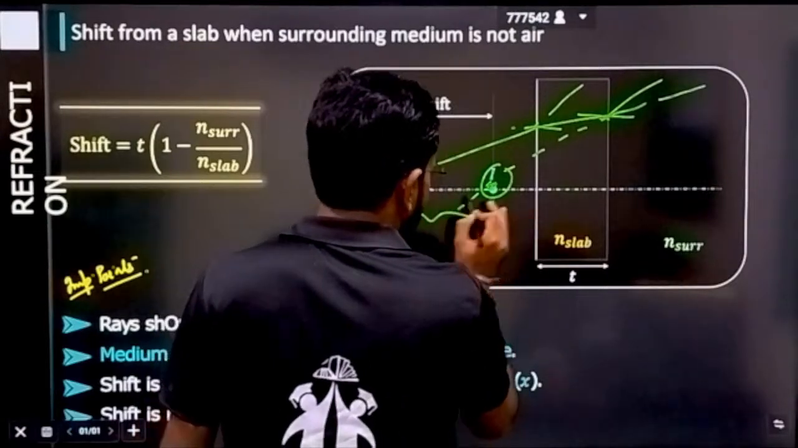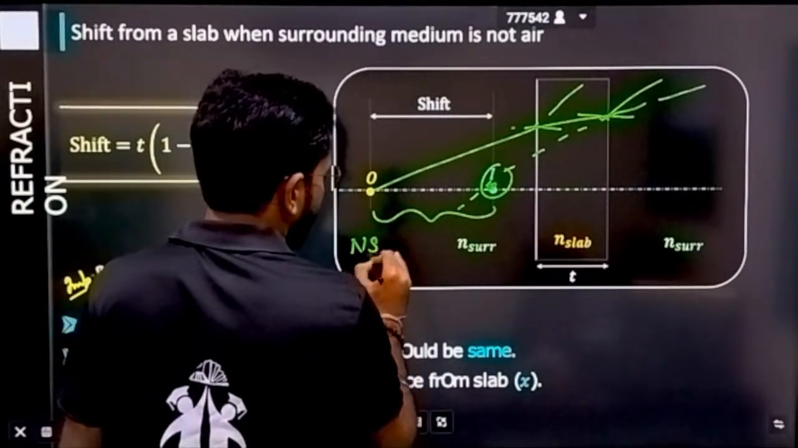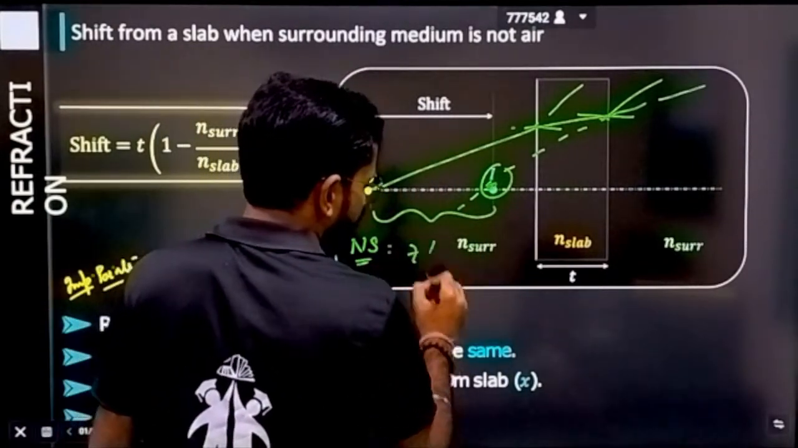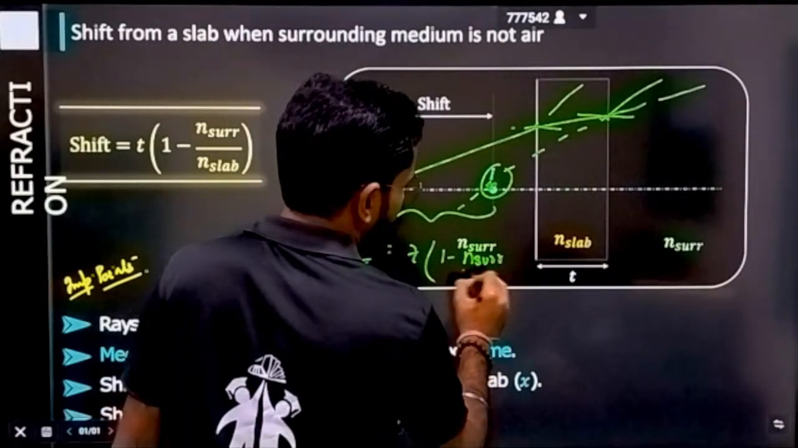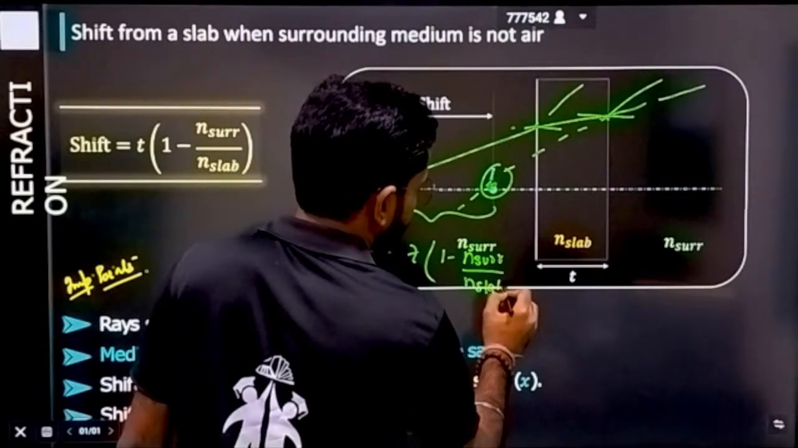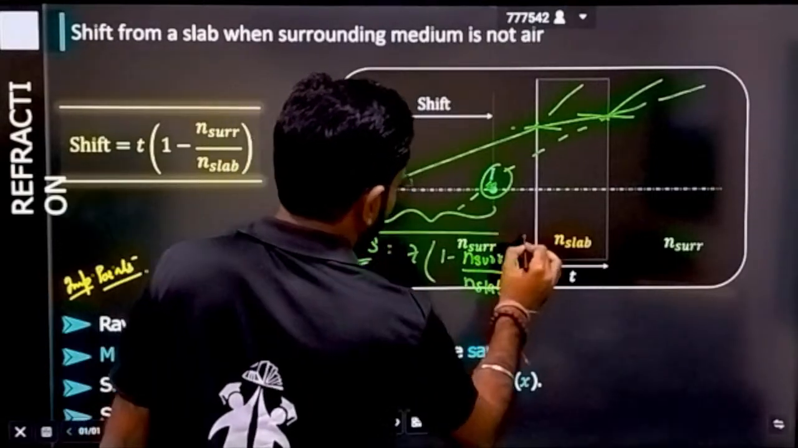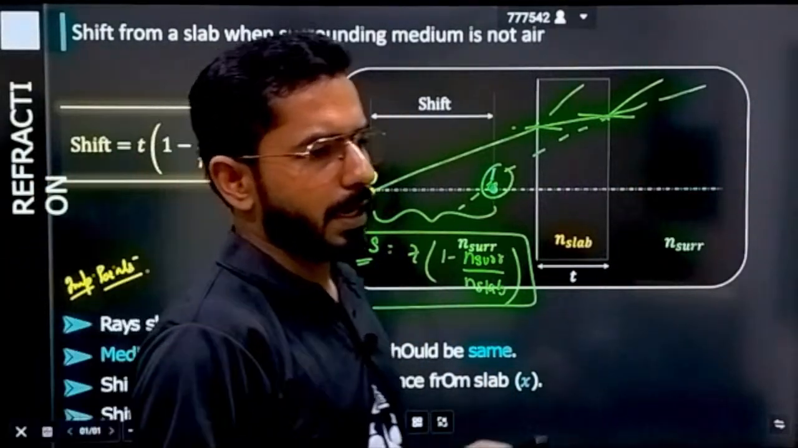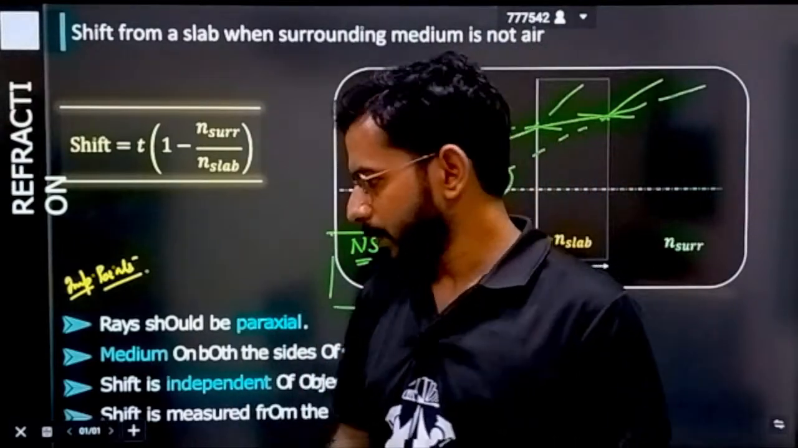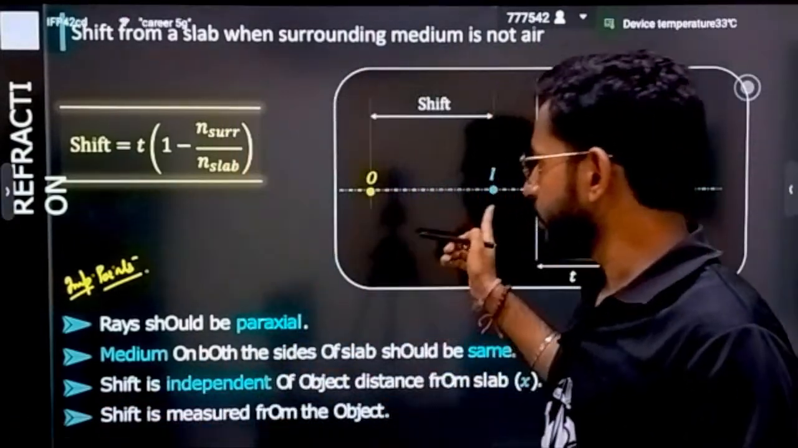Image. And the shift between the object and the image was written as T, the thickness, times 1 minus n of surrounding divided by n of slab. This was the important formula that we have seen, and how it comes we have also understood in complete depth. Clear? Now let's move further.